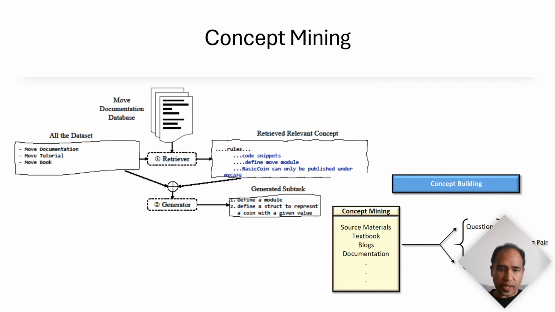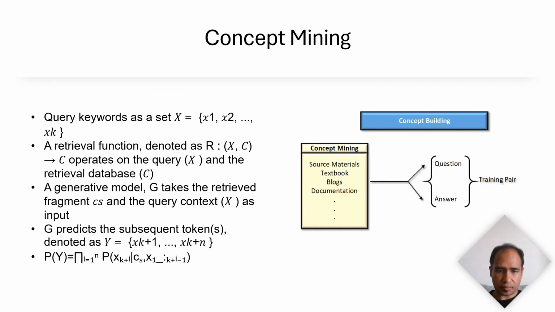First we look at the concept mining part. There are two parts here. First, we fine-tune one of the LLMs on Move textbooks, white papers, and tutorials to understand Move concepts. Then we use retrieval augmented search to build those concepts. That is used to identify the relevant Move concepts for a given Solidity code snippet. And then we generate the subtasks based on those concepts.